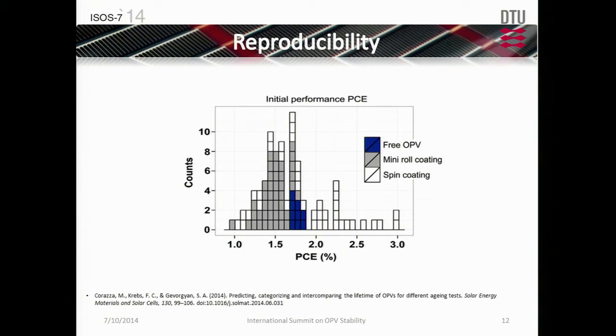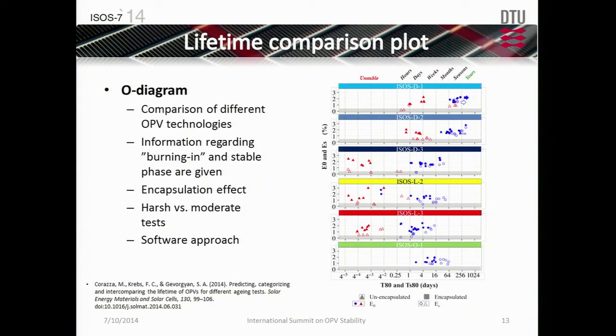So we have developed a graph that we use for comparison of lifetime. We call it the O diagram, or OPV diagram. I will talk about this in detail. For now, it's a graph that allows a comparison of different OPV technologies. It gives information both regarding the burn-in phase and the stabilized phase. You can also see the encapsulation effect, and you can distinguish between harsh and moderate ISOS tests.